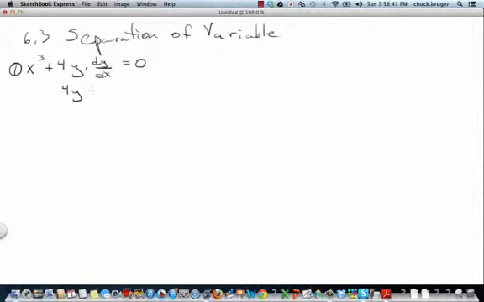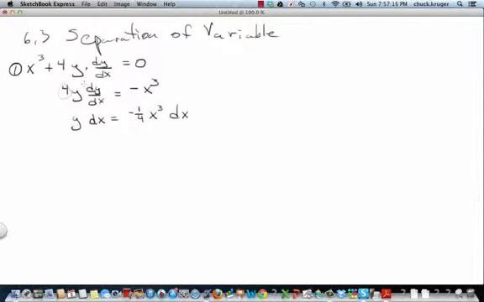have 4y dy dx equals a negative x cubed, and then we're going to divide by 4 because I don't want this constant here next to my y. So I'm going to multiply by dx. I think we can do that at the same time. So we have y dy equals, if I divide by 4, I'm going to have a negative 1/4 x cubed dx.